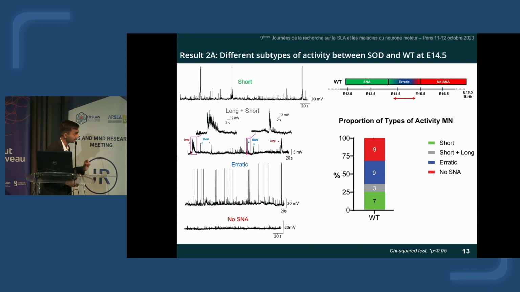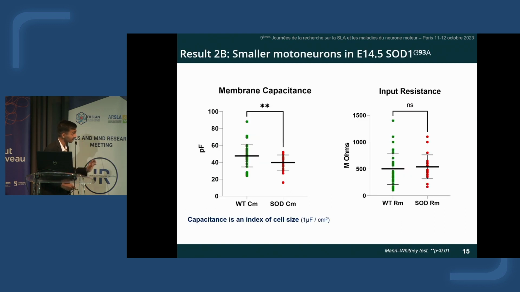What's surprising here is that this distribution of different types of activity was significantly different in SOD and wild type. To highlight one of them, we observed more short GDPs in SOD compared to wild type. The second surprising result is that we looked at capacitance. Capacitance is an indirect way to measure cell size. We observed significantly smaller capacitance in SOD compared to wild type, meaning the SOD motor neurons were significantly smaller compared to wild type at embryonic stage E14.5.